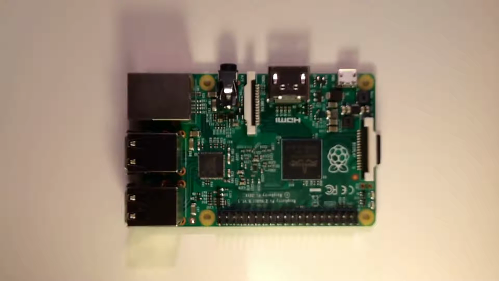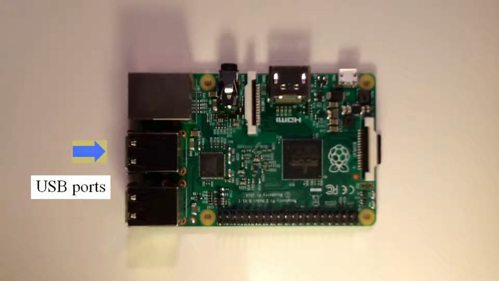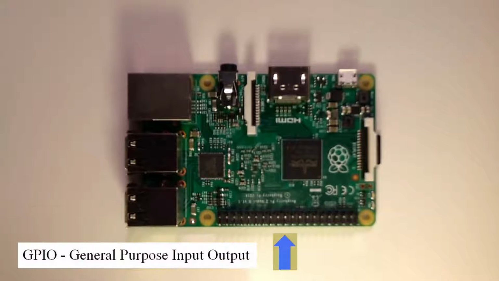Let's take a look at the ports that we shall be using in these three videos. There are two sets of two USB ports, an Ethernet port, an HDMI port, a port for the power supply, and the GPIO general purpose input output header pins. It is the power from these pins that we will use in our traffic light project.